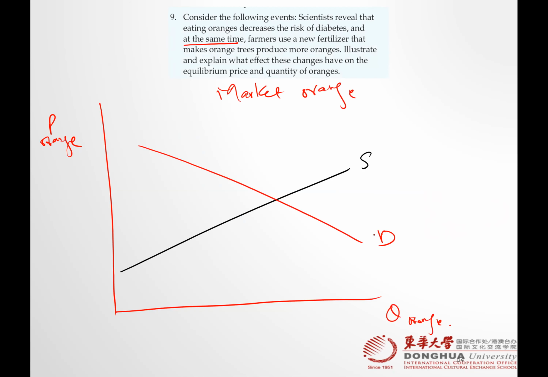The scientist says that it will decrease the risk of diabetes. What will happen on demand? So this is the case of demand, right? Because the scientist says eating oranges decreases the risk of diabetes. So it will happen that the demand for oranges among common people, the consumers, rises. Why?